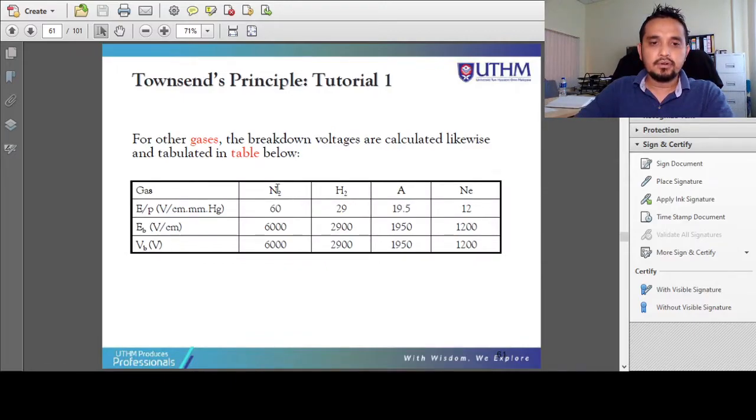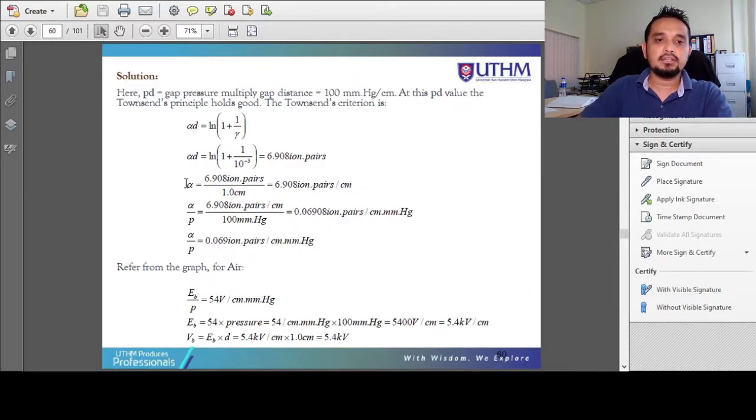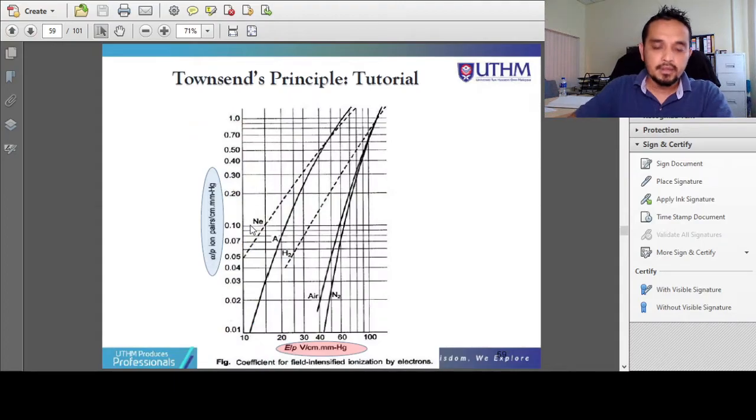Okay, this is for hydrogen, nitrogen, argon, and neon. How about for this gas? In a similar way to this one, we calculate exactly the same, except at this point we need to locate which particular gas we are looking for. Say if it is neon, we need to look at the neon, and in this case alpha over pressure is actually 0.1, and that gives us a value of around 20, I would say 25.